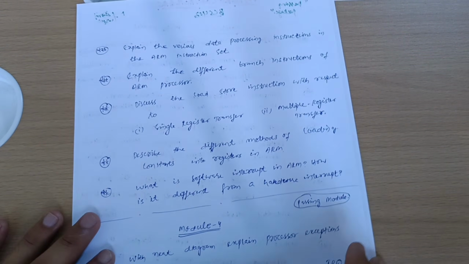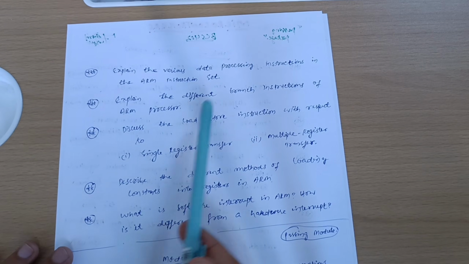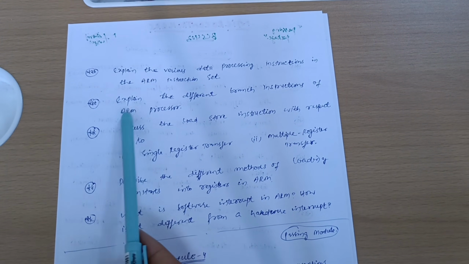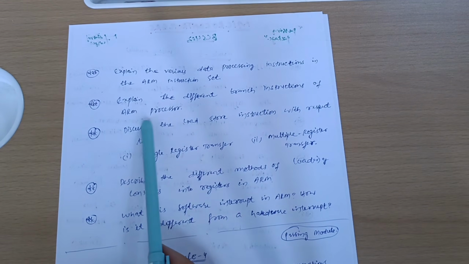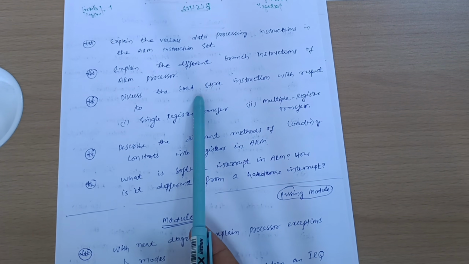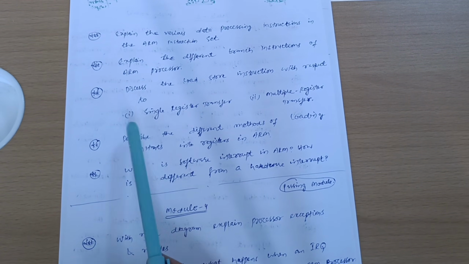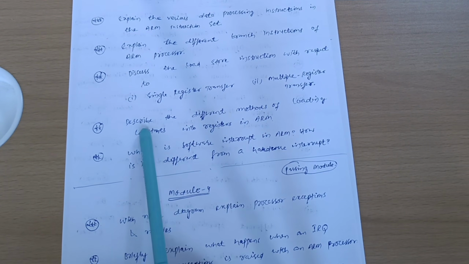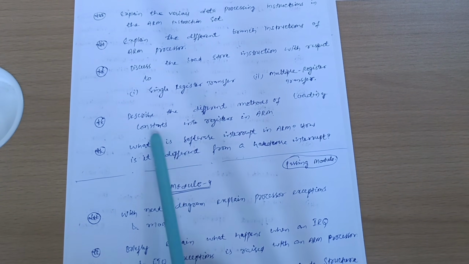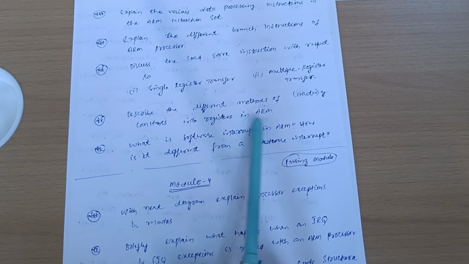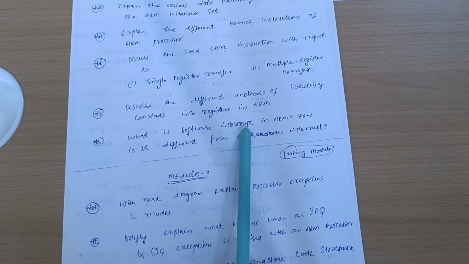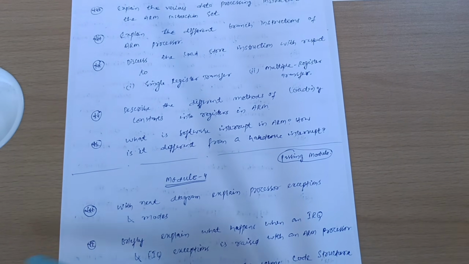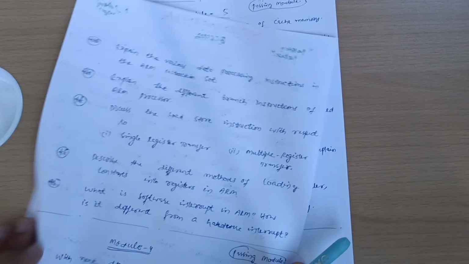Next is explain the various data processing instructions in the ARM instruction set. Next is explain the different branch instructions of the ARM processor. Discuss the load store instruction with respect to single register transfer or multiple register transfer. Describe the different methods of loading constants into registers in ARM, and what is a software interrupt in ARM, and how is it different from a hardware interrupt. This is all about module 2nd.